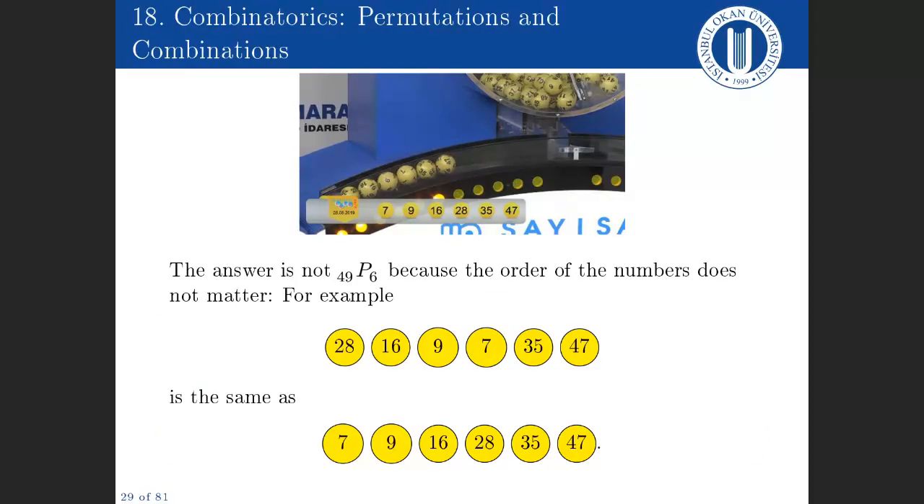Well, the first thing to note is the answer is not 49P6. Why? Because the order of the numbers does not matter. If we're watching the draw of the lottery, 28, 9, 7, 35, 47, if that comes out of the machine, that's the same as getting 7, 9, 16, 28, 35, 47. It doesn't matter which order these balls come out of the machine. All that matters is which numbers come out of the machine. So it's not permutations if the order doesn't matter.